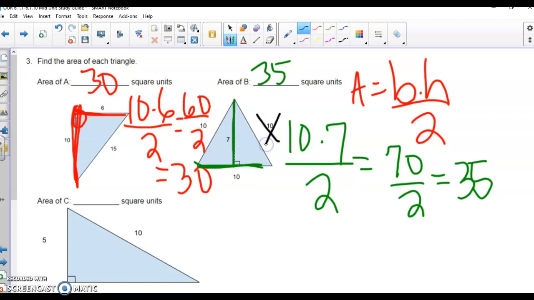Here's the 10 we don't need. Here's a 15 we don't need. Here's another 10 we don't need. So we want to make sure that we look at just the bases and the heights.